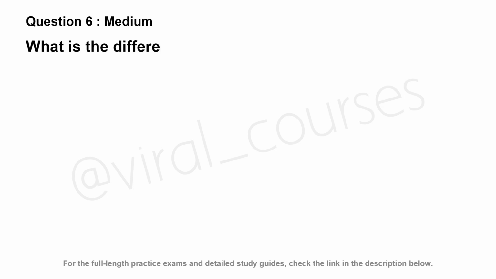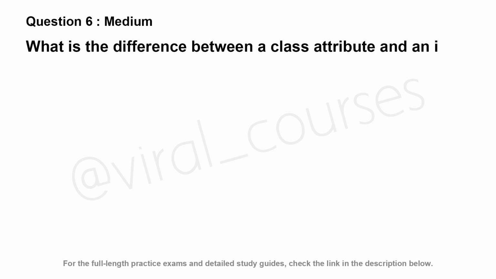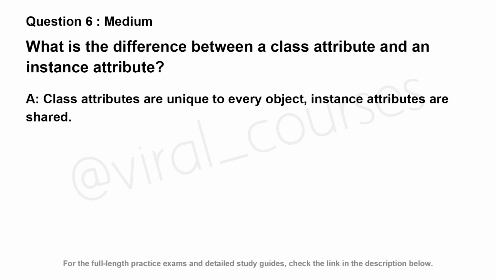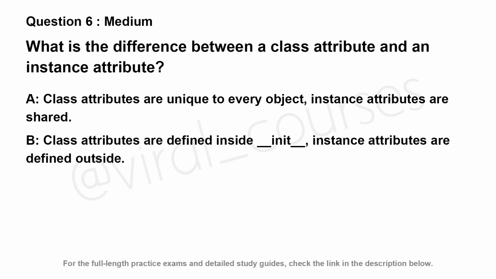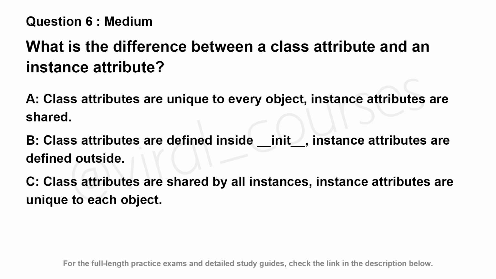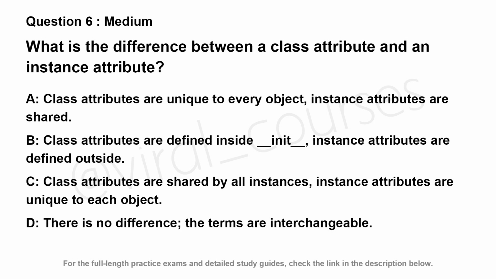What is the difference between a class attribute and an instance attribute? Option A. Class attributes are unique to every object. Instance attributes are shared. Option B. Class attributes are defined inside __init__. Instance attributes are defined outside. Option C. Class attributes are shared by all instances. Instance attributes are unique to each object. Option D. There is no difference. The terms are interchangeable.